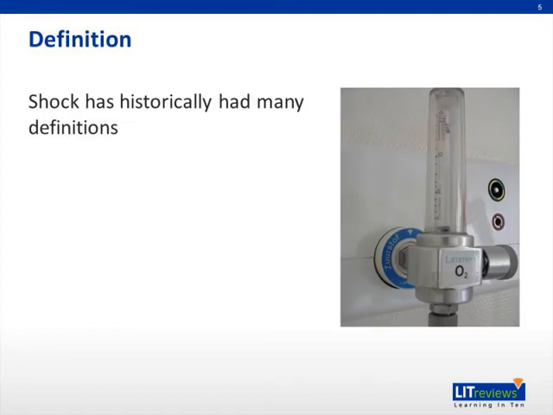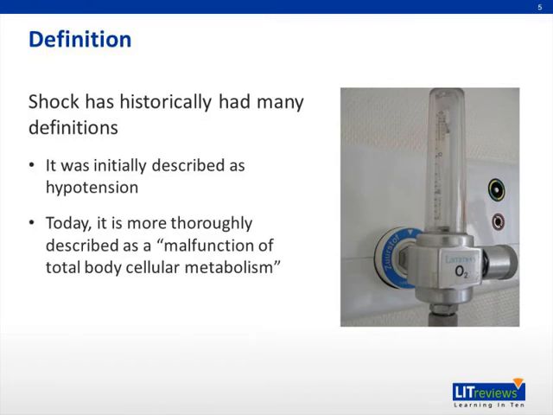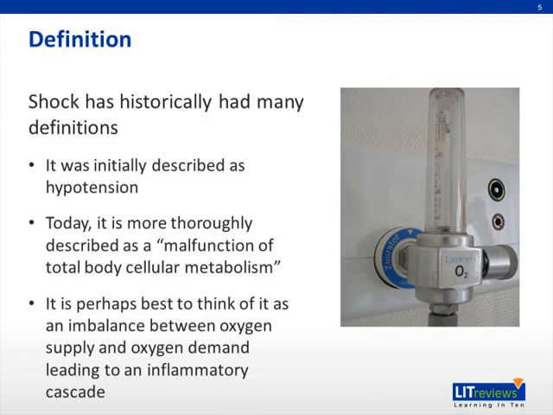Shock has historically had many definitions. It was initially described as hypotension. However, today, it is more thoroughly described as a malfunction of total body cellular metabolism. It is perhaps best to think of it as an imbalance between oxygen supply and oxygen demand. When the body cannot supply enough oxygen to cells to meet demand, cells enter an inflammatory phase which causes the effects of shock. This includes not only cell death, but the release of cytokines that promote systemic dysfunction.